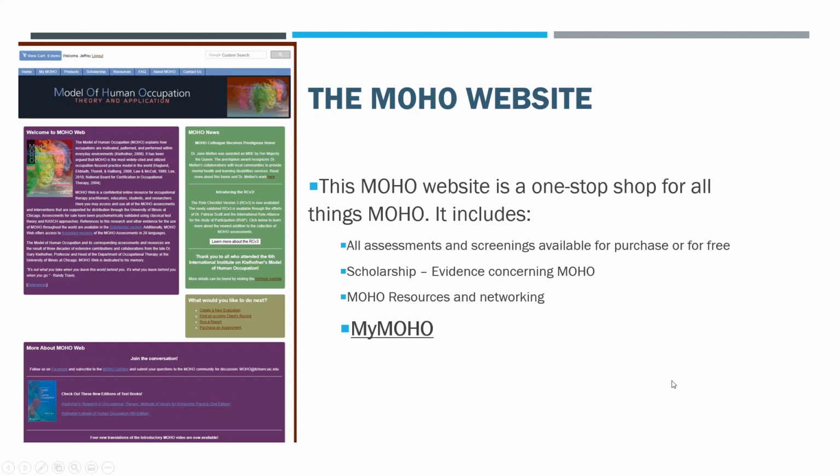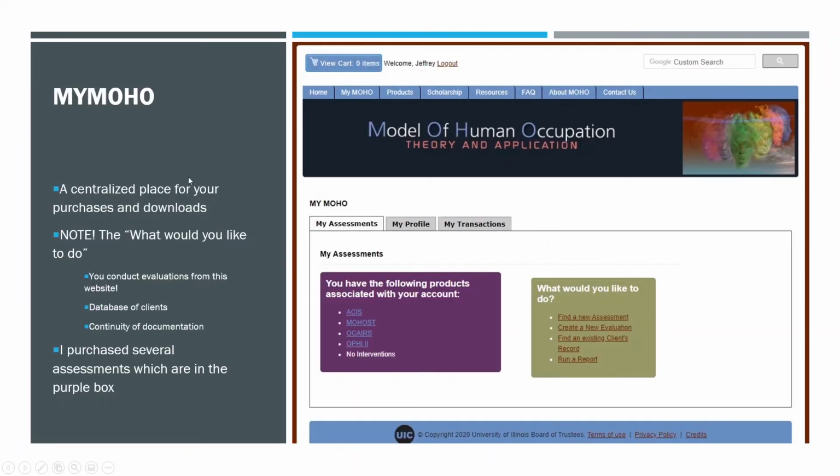Anyways, moving on, you have My MOHO, which is up here. Again, I will go through this in more detail later on. Going to My MOHO is a centralized place for your purchases and downloads. As you can see here, I've purchased these way back when, and I've added them to my site. So I have OCAIRS right here, OFI, which is the occupational, I think it's, don't quote me on that, personal or performance history 2, ACES, which has to do with communication style, and MOHOS, which is similar to OCAIRS but a little bit different.